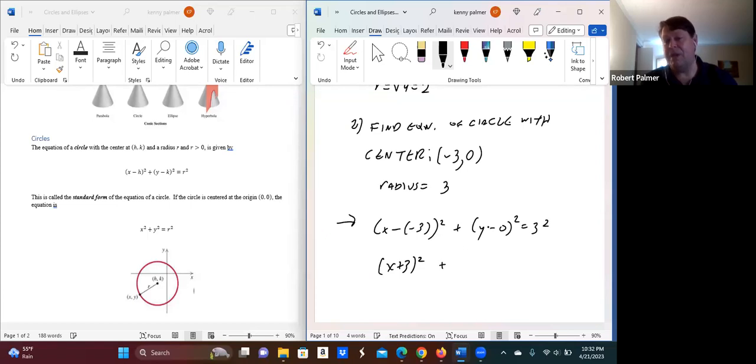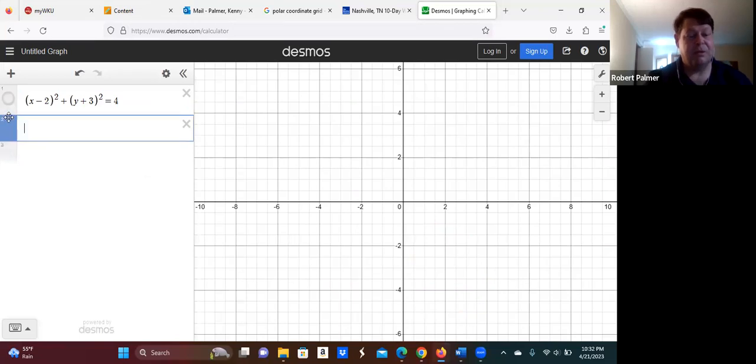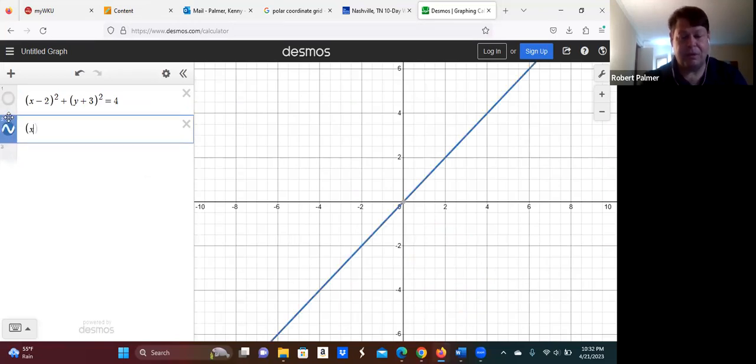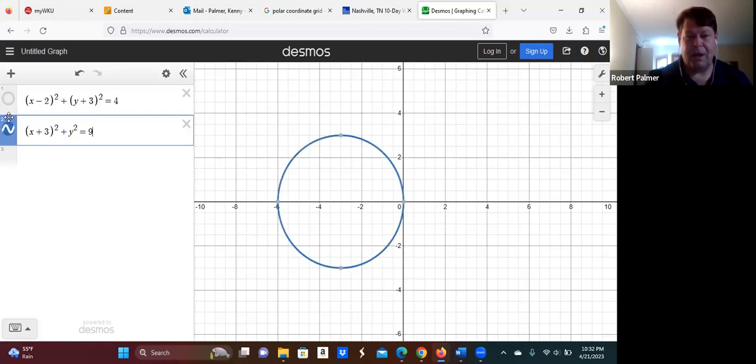Okay, and in this case, we can leave it as y minus 0. So best just put it as y squared is equal to 3 squared, which is 9. Okay, let's graph that, make sure that works on Desmos. And so let's actually turn this one off. And so we have (x plus 3) quantity squared plus y squared is equal to 9.